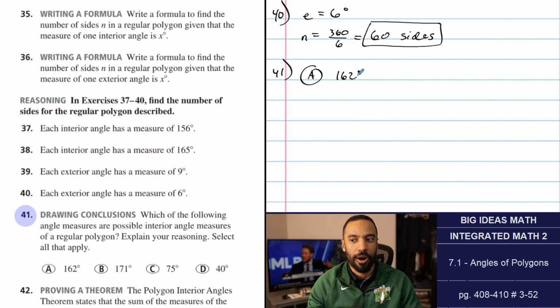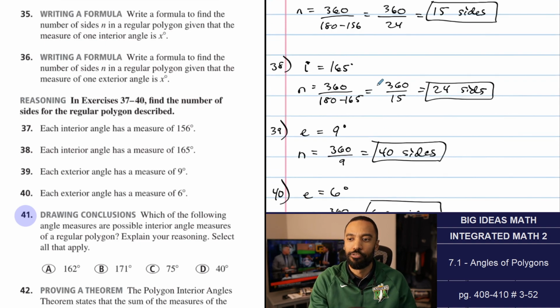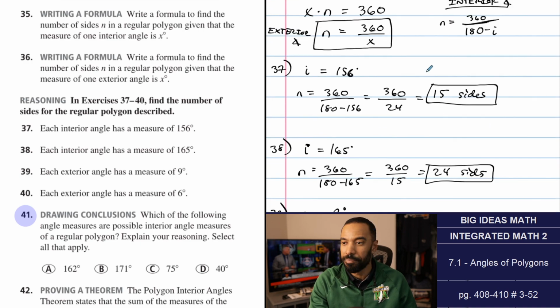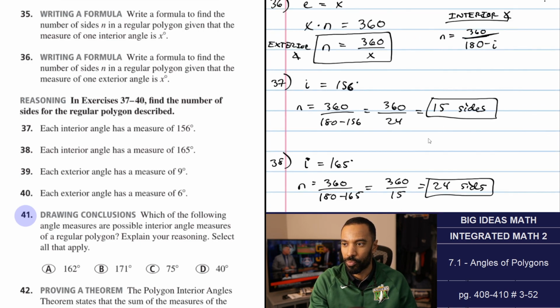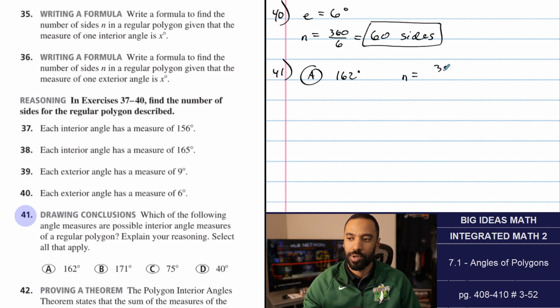162 degrees. These are literally parts. Does this do it? Here's what you want to try and do. Let's use the formula we had before. This is interior. Let's use this formula: n equals 360 over 180 minus 162. That's 360 over 18, which is 20.